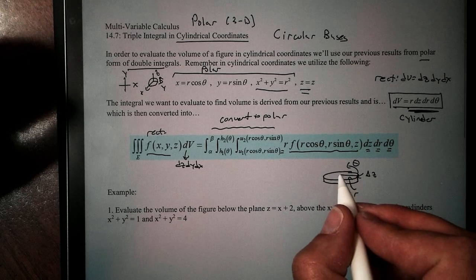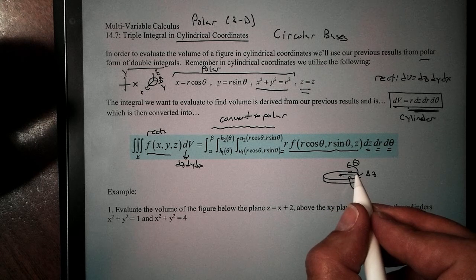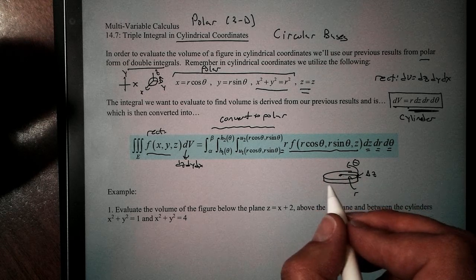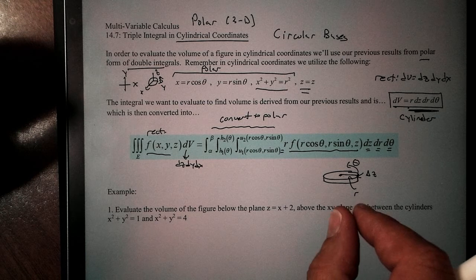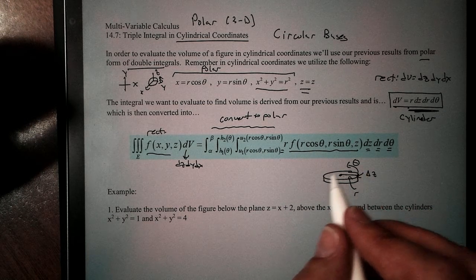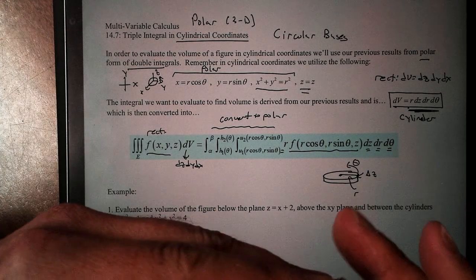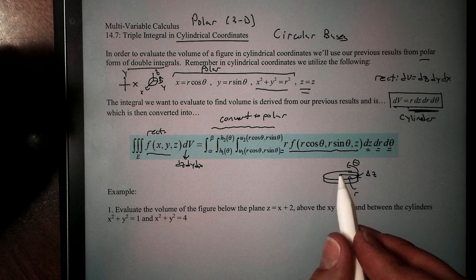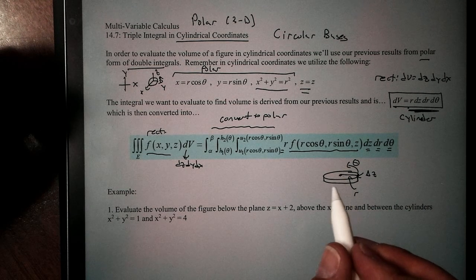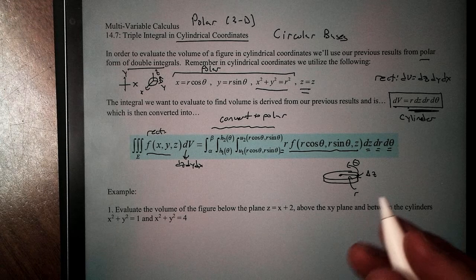So if we increase r, spin around, and we increase our z as we're doing that, we're going to get a cylinder. Remember, all of these are changing kind of at the same time. So radius is increasing as we're spinning around, and the height's increasing, and that's going to give us a cylinder.